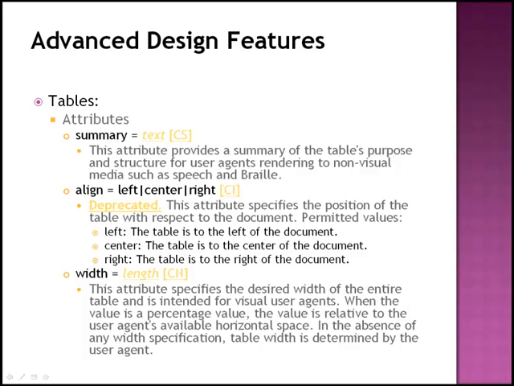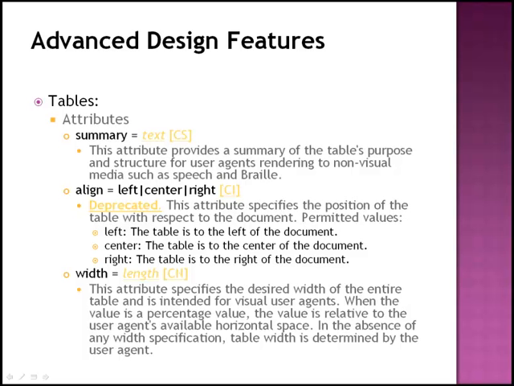But basically, your table contains several attributes, and some of the most important of these attributes are listed here. The first attribute is a summary, and it provides a summary of the table's purpose and structure for the users who do not have visual media. So, for example, if a user agent is using a voice or speech synthesizer to speak out the table, the summary would just talk about it. You can think of it as a caption for the table.